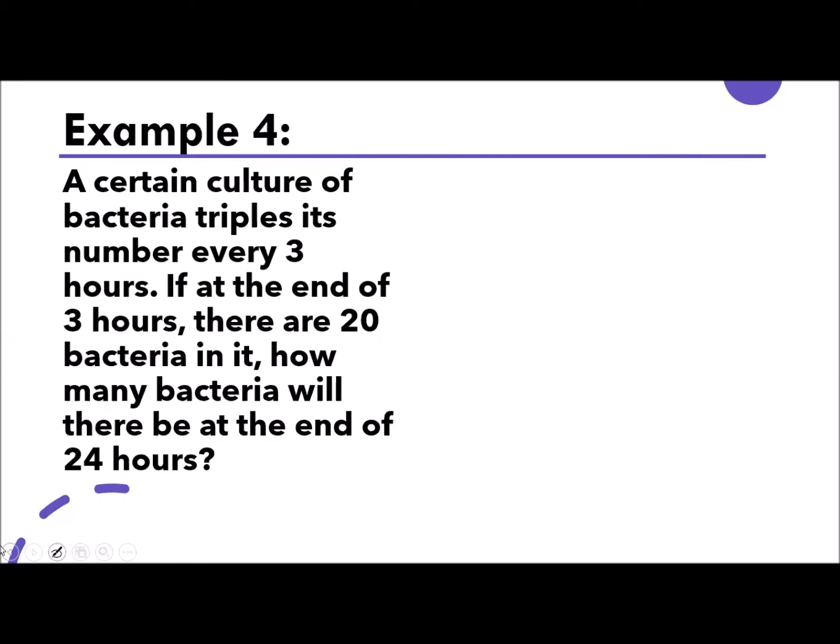Example number 4. A certain culture of bacteria triples its number every 3 hours. If at the end of 3 hours, there are 20 bacteria in it, how many bacteria will there be at the end of 24 hours? So what does it mean? Tumitriple daw. Ganun kabilis yung pag-grow ng bacteria. So, ano siya? A sub 1 ba siya? Number of terms or the ratio? Okay, very good. So, triples, so it only means times 3 ng times 3. So, that is our common ratio.